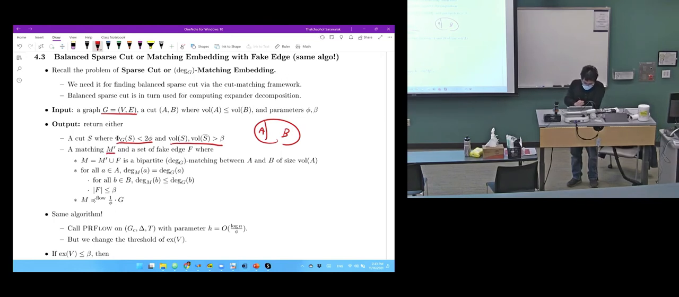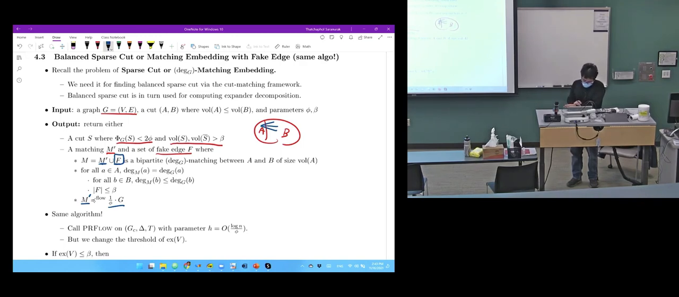You must embed a meshing M prime, but with some fake edges. So this thing is just the same as M in the previous setting, but there are some fake edges that you don't really embed. Okay. So you embed the M prime into the graph, but the M prime union with F is the meshing from the previous case.